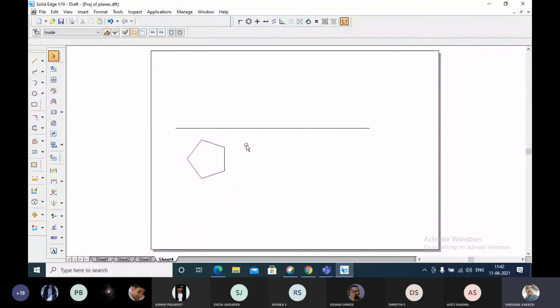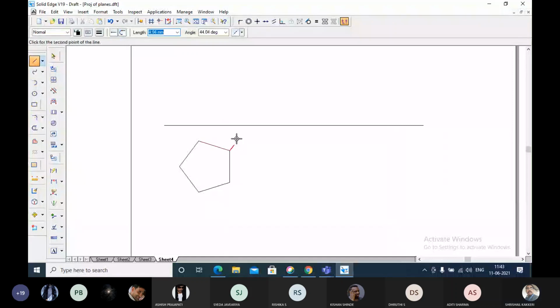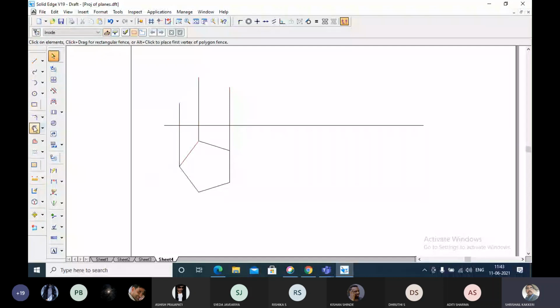This is the initial condition, a pentagonal lamina of sides 20 mm resting on one of its corners. Now let me draw the vertical lines, some length you take. Similarly, you copy this, to avoid wastage of time, end to end and end to end. Next, trim all this, put a fence and trim all this. Then you write a line from the end of this one to the end of this one.